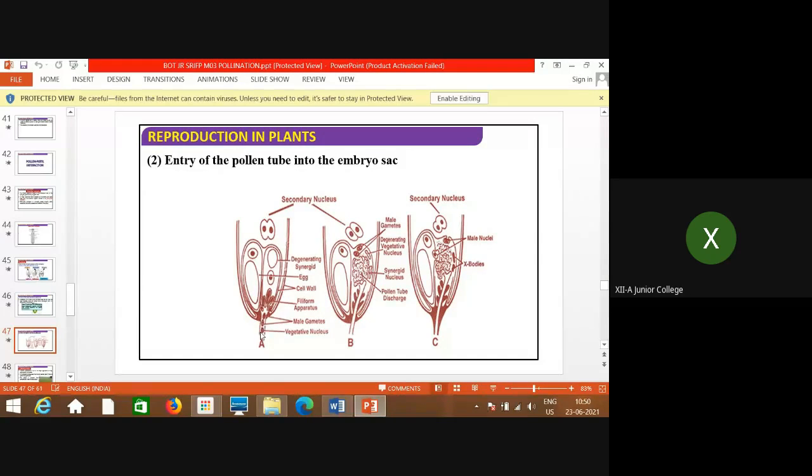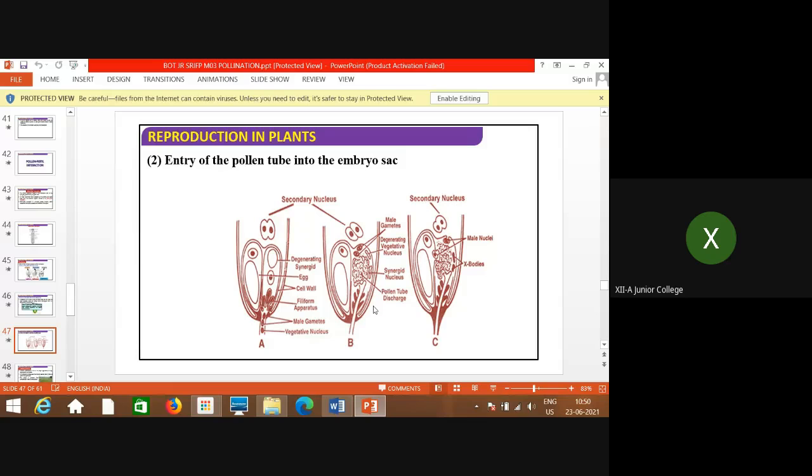Once this pollen tube reaches here, you can see this is the secondary nucleus, this is the egg cell, and this is one of the synergids, right? This is the filiform apparatus, which means having finger-like projections, through which this pollen tube enters. Okay. And once it enters, it bursts.